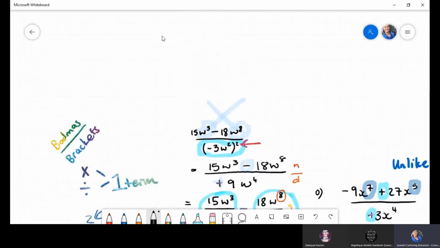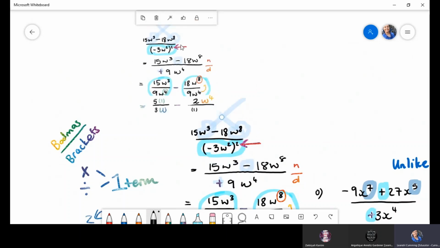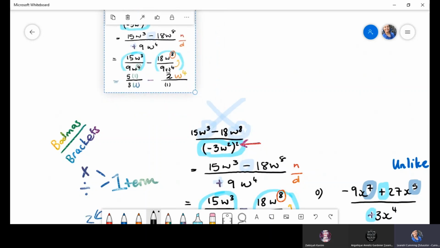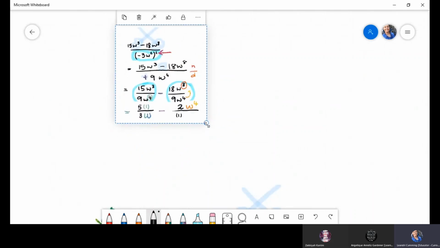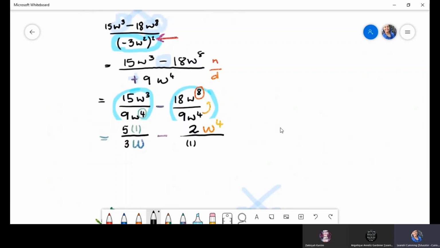And very important that we just work very carefully when we have something like this. So I've just moved this one up here so that I can have a little bit more space to work. And now my final touch is to write the final answer in terms of 5 over 3w minus 2w to the power of 4. Let's check. These are not like terms.